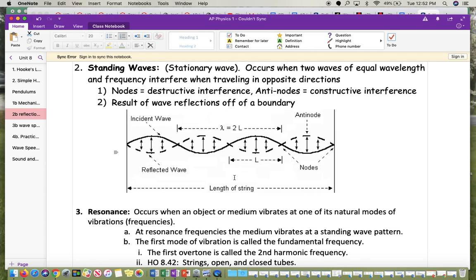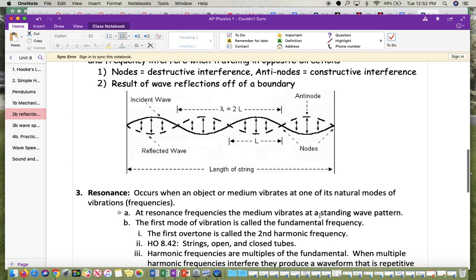Okay, so this doesn't just apply to waves on a string. This applies to all types of waves. Okay, so at resonance frequencies, the medium vibrates in a standing wave pattern.